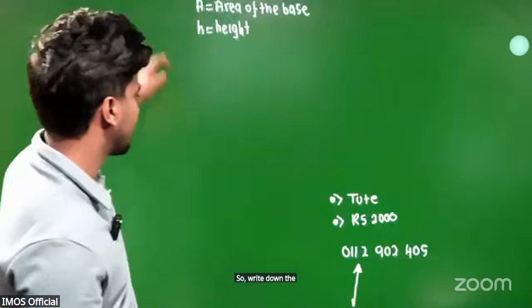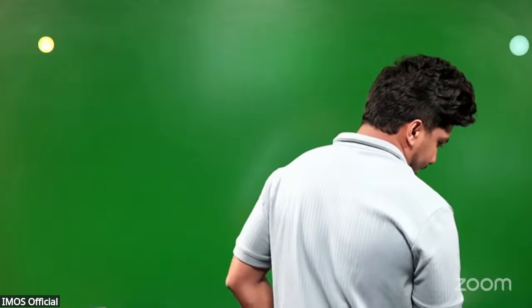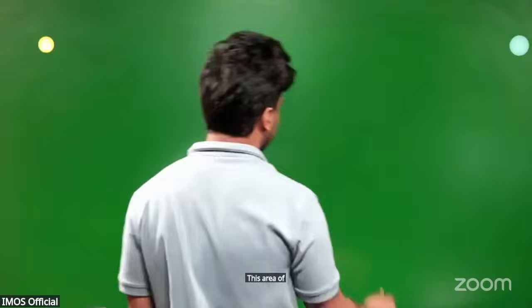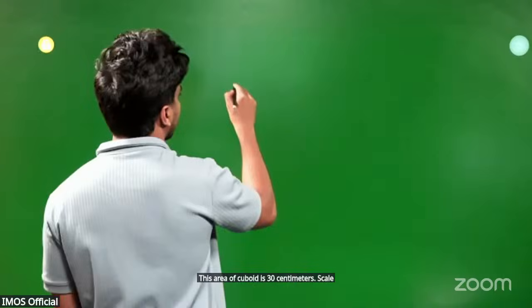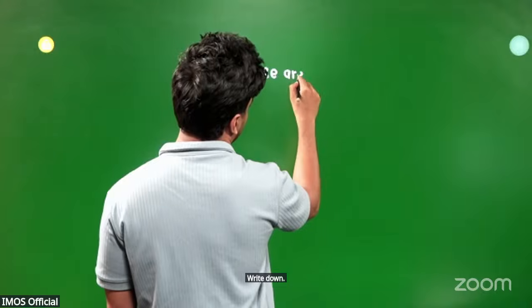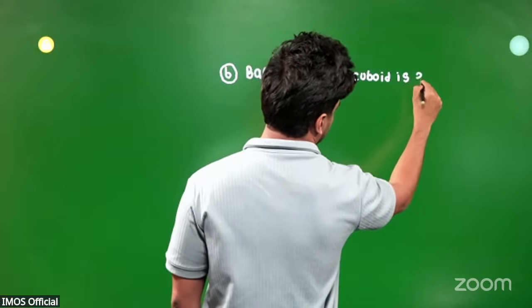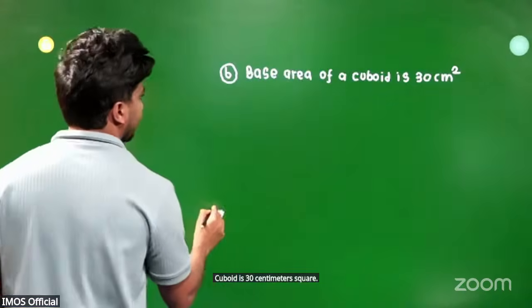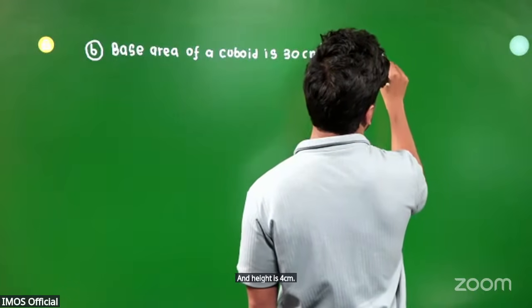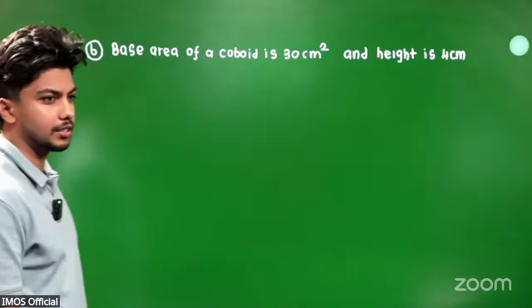Write down the sixth question. The base area of a cuboid is 30 centimeters square and the height is 4 centimeters. Find the volume. Write down: base area of a cuboid is 30 centimeters square, and the height is 4 centimeters.